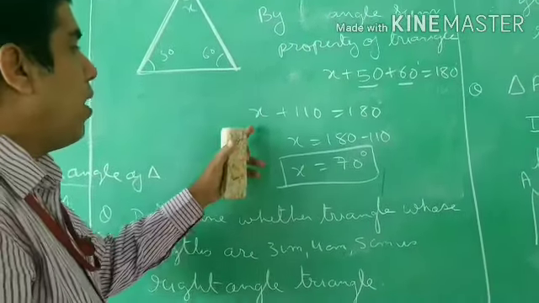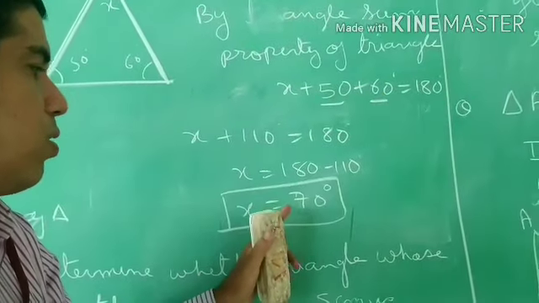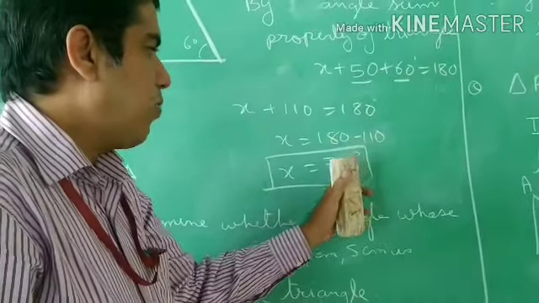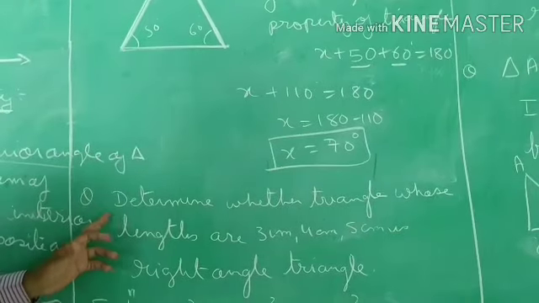Now you can see here x plus 50 plus 60 is equal to 180, and I got the answer. You can see I am transposing this to the other side. So 180 minus 110, the answer is 70 degrees. Got it?